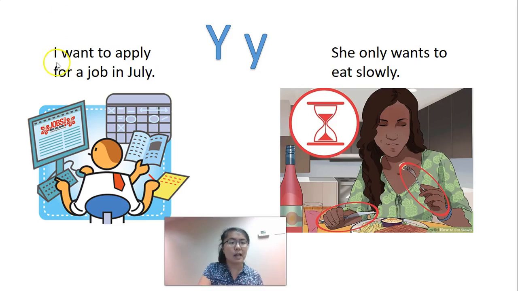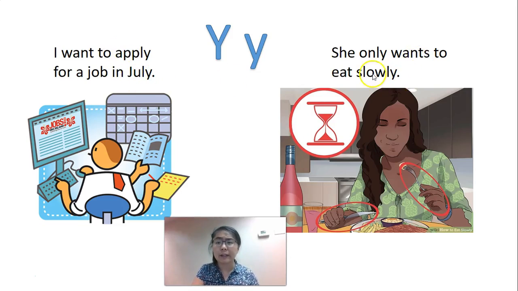If we read this sentence, "I want to apply for a job in July," you hear this L-Y? L-I. You actually hear the long I sound. July. Apply. Now, in this sentence, "She only wants to eat slowly," you hear the L-Y as well, but the Y in this case sounds like an E, the long E, instead of the long I sound. Only wants to eat slowly.